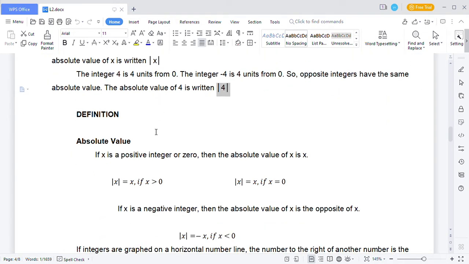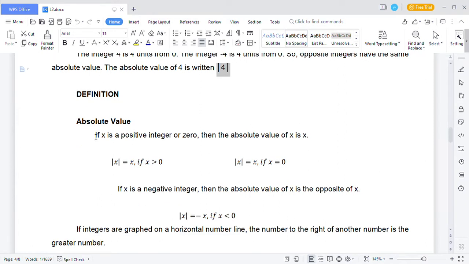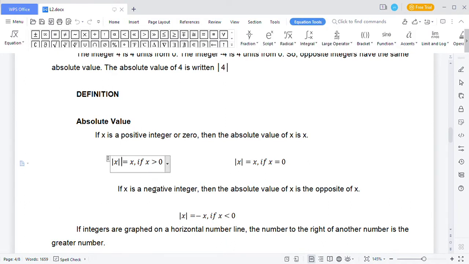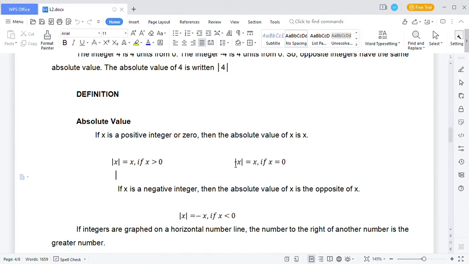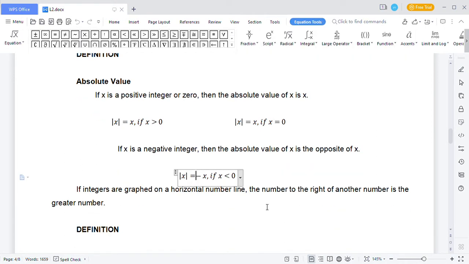So we have here the definition of absolute value. If x is a positive integer or 0, then the absolute value of x is x. So the absolute value of x is just equal to x if x is greater than or equal to 0. If x is equal to 0, the absolute value of x is still x. But if x is a negative integer, then the absolute value of x is the opposite of x. So the absolute value of x is negative x if x is less than 0.